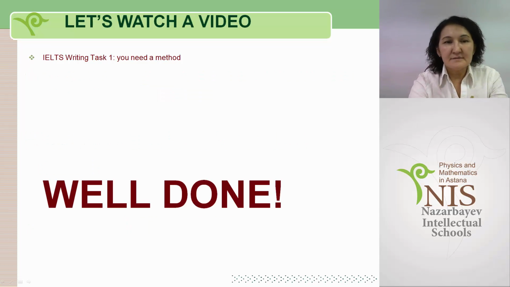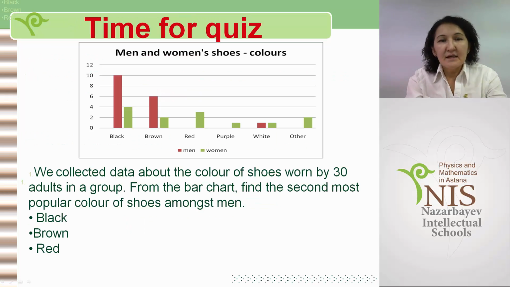Well done. Now we have our time for quiz. Look at this table and answer the question. We collected data about the color of shoes worn by 30 adults in a group.